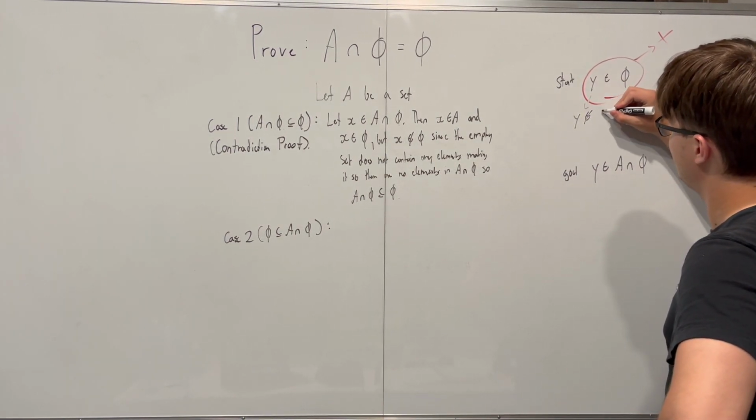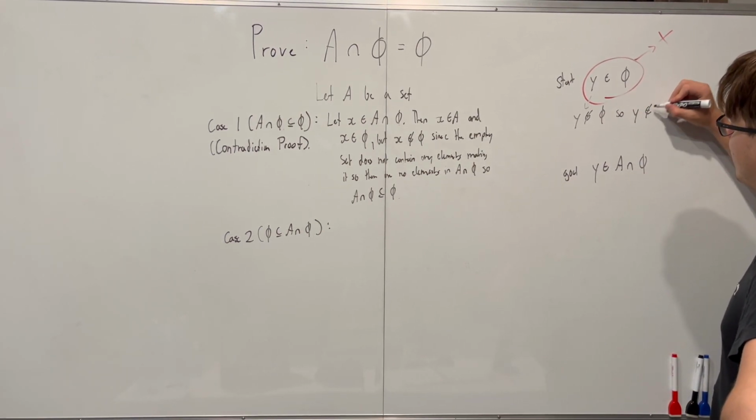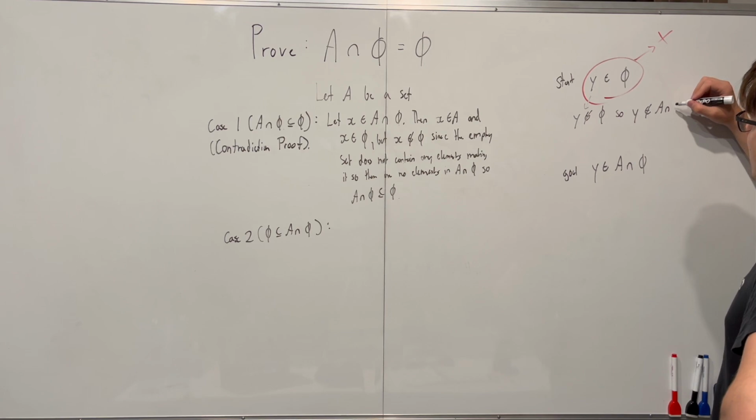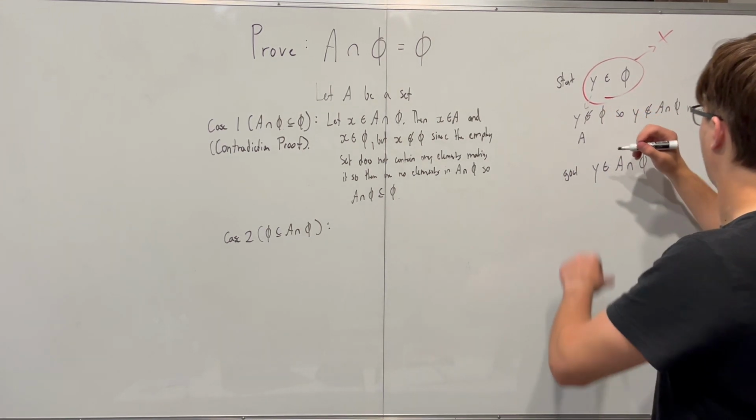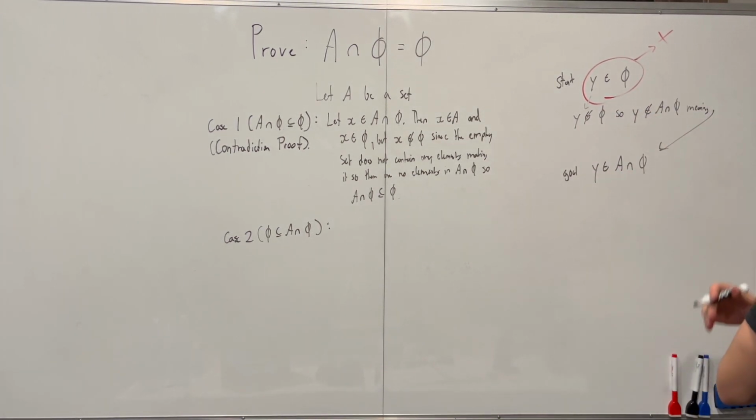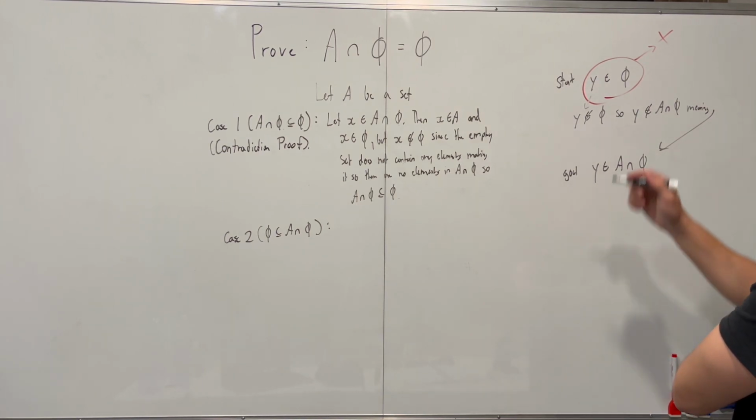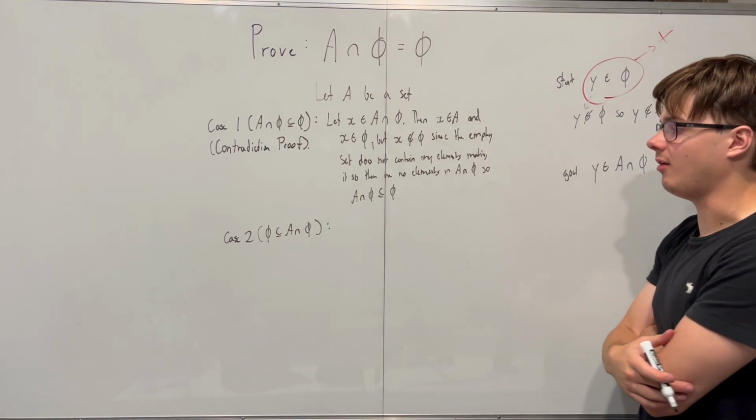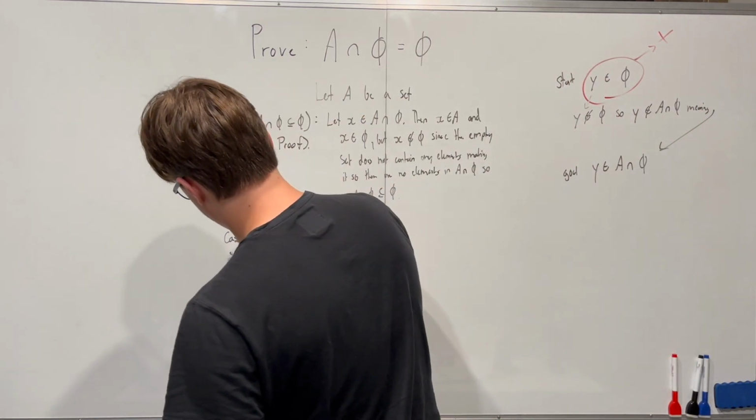Y cannot be in the empty set, so y cannot be in A intersect with the empty set, meaning, and that just goes here, right? Because there can't be any elements here, that means the only thing that could be here is the empty set, and the empty set is a subset of itself. So let's put that into words. This is going to be another proof by contradiction.